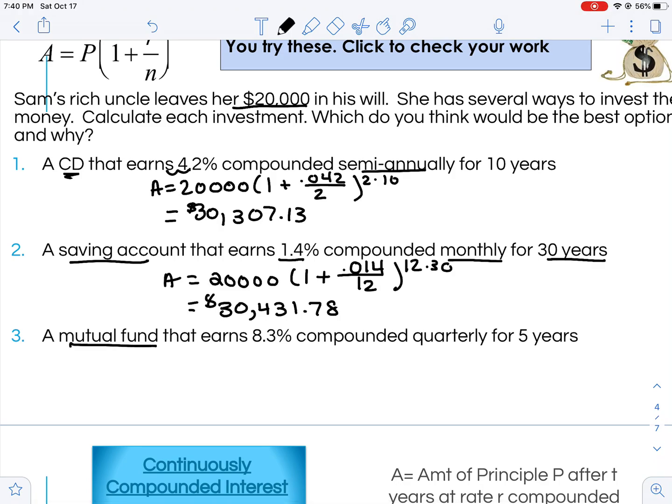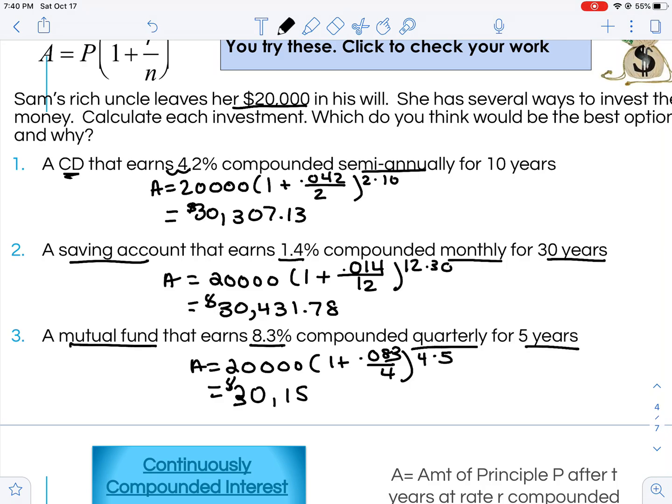The last option is a mutual fund. Mutual funds are like when you invest in some stocks that are together. So 8.3% compounded quarterly for 5 years. So let's check this one out. Again, her $20,000 investment and 8.3% would be 0.083. Quarterly is 4. So we put 4 in both spots for 5 years. And we do this one and we get still around 30,000, but a little less.